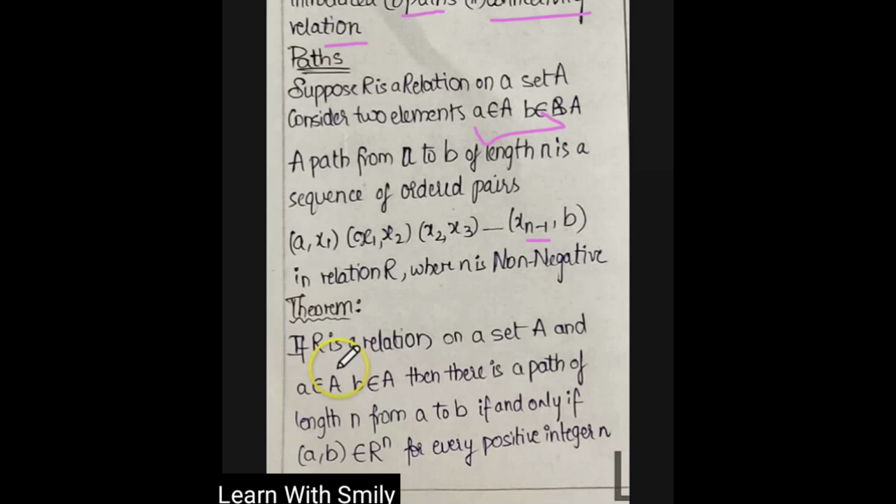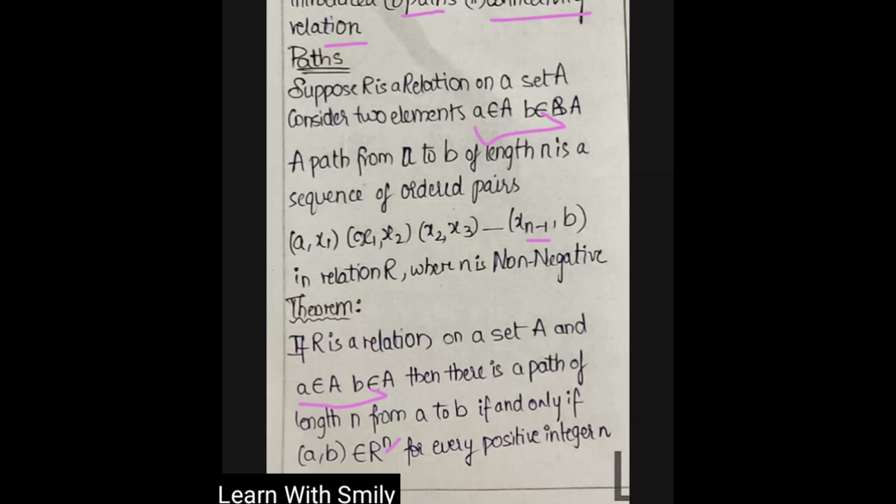Coming to the theorem: if R is a relation on a set A, and a and b belong to the set A, then there is a path of length n from a to b if and only if (a, b) belongs to R^n, where n is a positive integer. Here it is very easy. A path is something between two elements in a particular set, belonging to the relation applied on that set, and that power should be a positive integer.